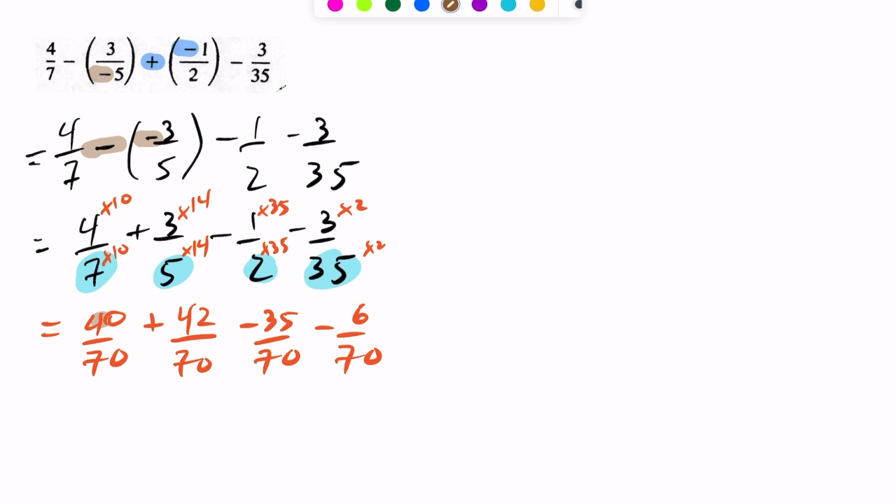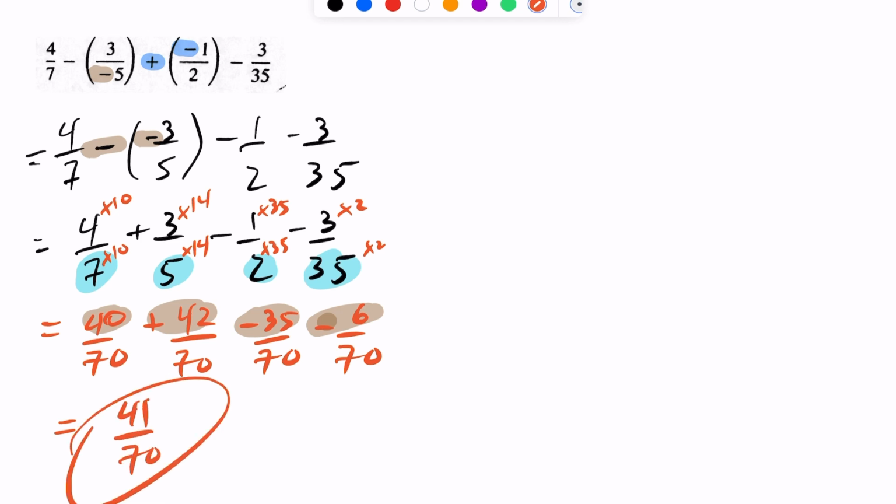Now I've got 40 plus 42 minus 35 minus 6. So 40 plus 42 is 82. Then 82 minus 35 becomes 47. And then 47 minus 6 is 41. So I get 41/70 for this one. You'll notice this is a fraction in lowest terms. 41's prime, can't break that down anymore. So our final answer is 41/70. Let's take a look at another.